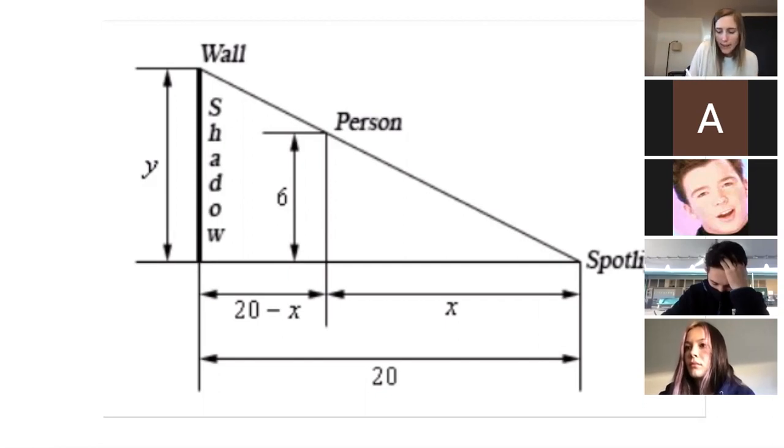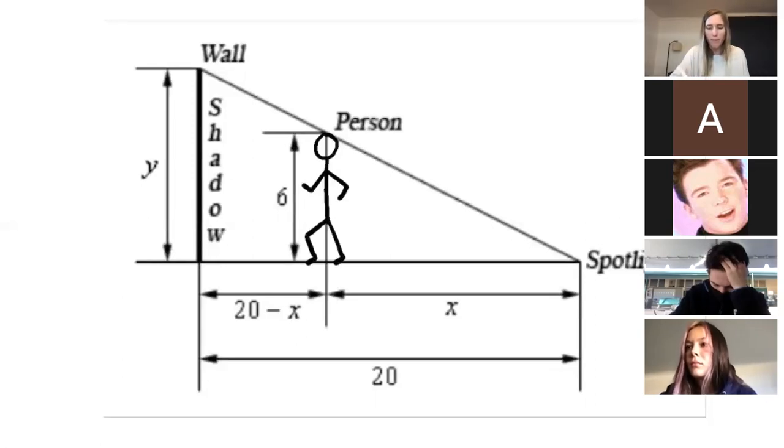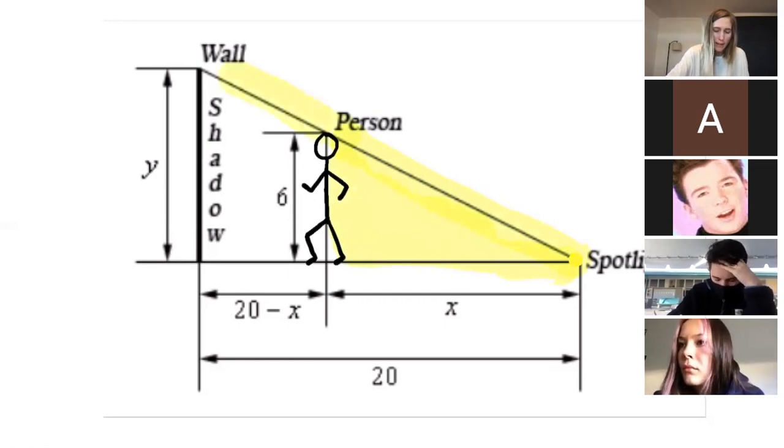So we have a 6-foot tall person. Here's my 6-foot tall person who's walking towards the wall. Okay. And there's a spotlight back here, and that spotlight is shining on the 6-foot tall person's back. And it goes past his head and creates a shadow on the wall.